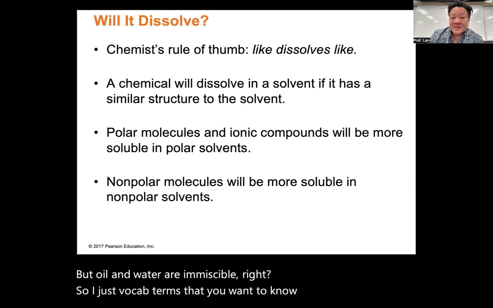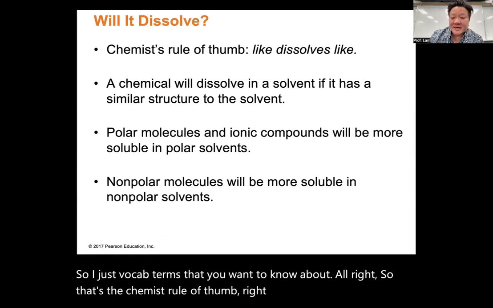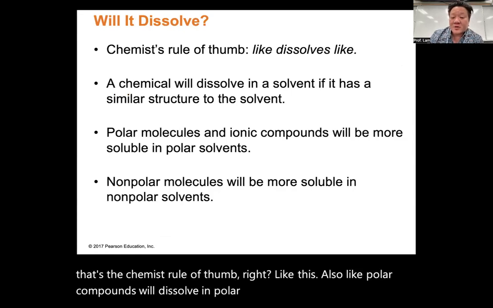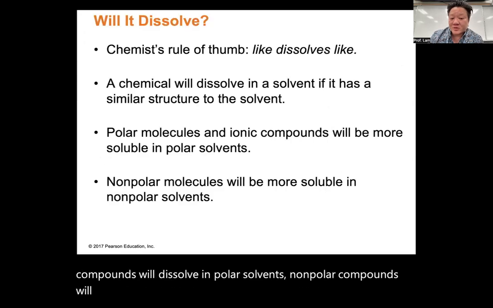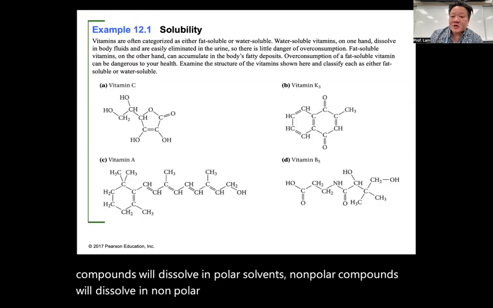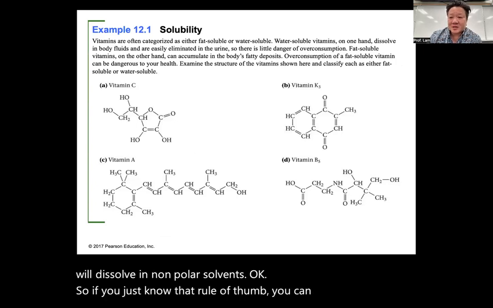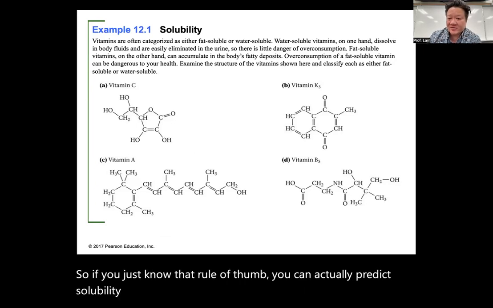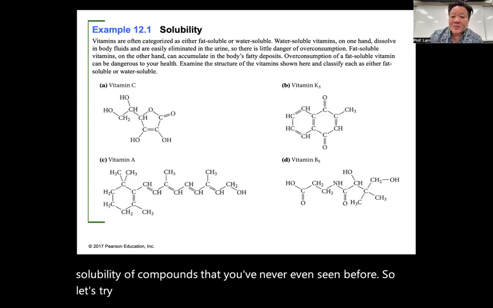All right, so that's the chemist's rule of thumb, right? Like dissolves like. Polar compounds will dissolve in polar solvents. Non-polar compounds will dissolve in non-polar solvents. Okay. So if you just know that rule of thumb, you can actually predict solubility of compounds that you've never even seen before. So let's try it in this example problem.